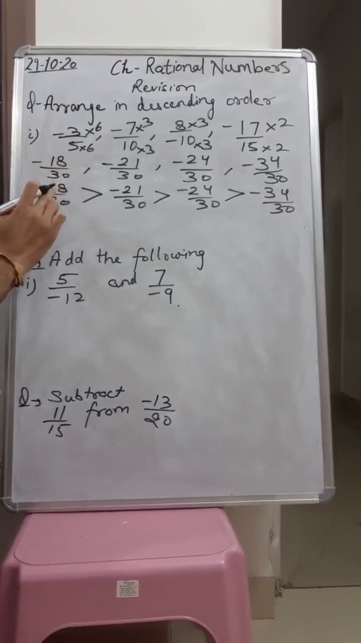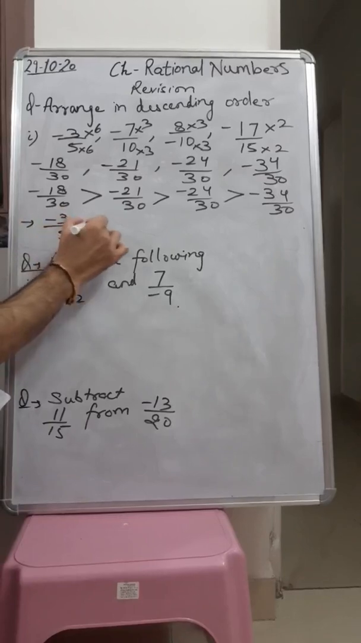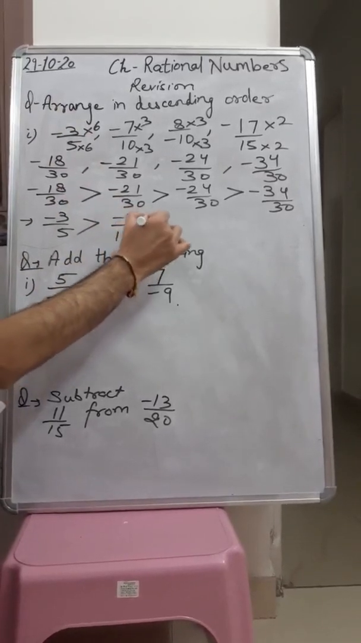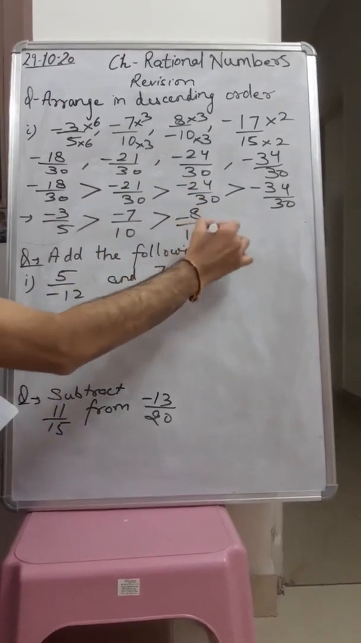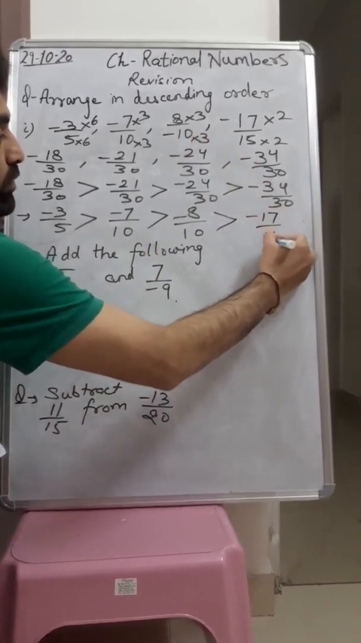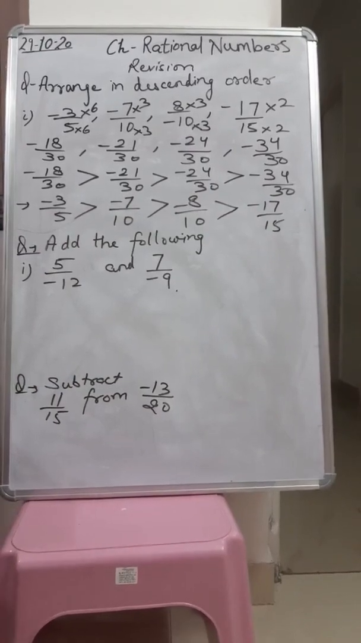So minus 18 upon 30 in original form, the final answer will be minus 3 upon 5. This is greater than minus 7 upon 10. This is greater than minus 8 upon 10. And this is greater than minus 17 upon 15. So this is your answer, and this is arranged in descending order.